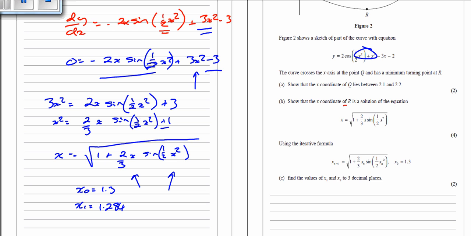Again, you put your whole answer into that again. And if you do that, you get 1.276. And that's that. So congratulations if you've got through that, and that's how to do all the numerical method stuff.